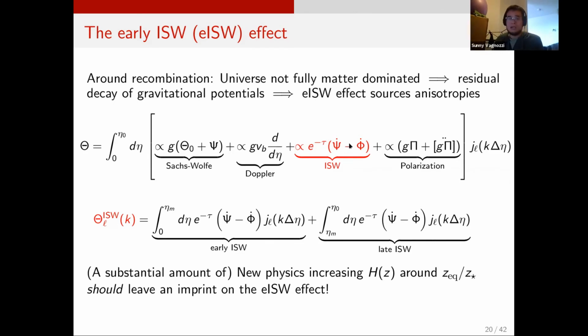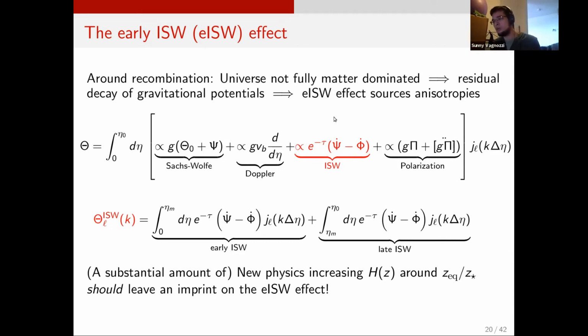Now, phi and psi are the two Newtonian potentials. They appear in your perturbed line element, ds squared, in Newtonian gauge. You know that in a fully matter-dominated universe, potentials are constant. So this term is zero if the universe is totally matter-dominated.